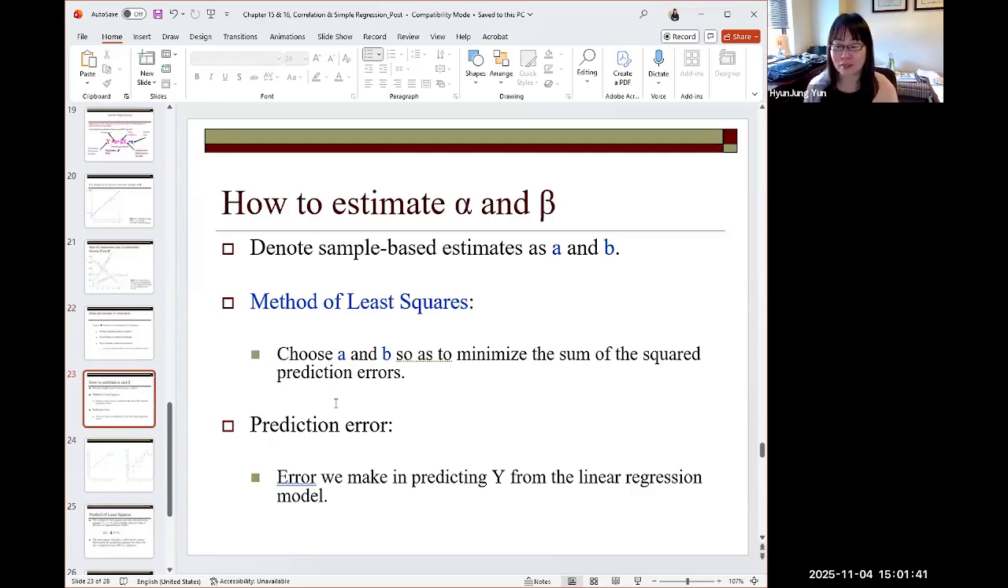As I mentioned, the purpose of finding the regression equation model is finding the values of alpha and beta. Basically, using a sample, we say A and B. That's the value from the sample, but eventually it replaces the equation model. We estimate the population values: alpha from the A, beta from the B.